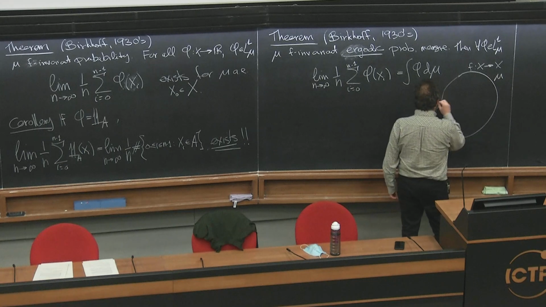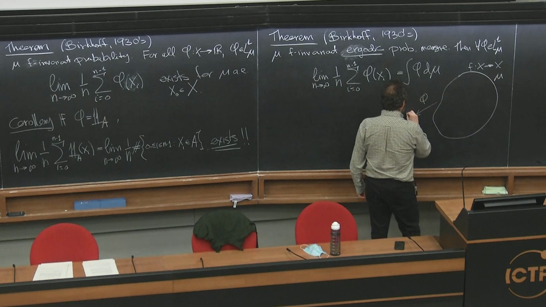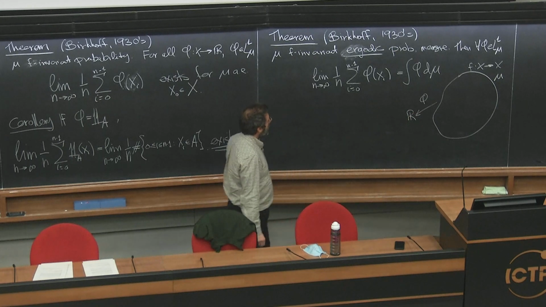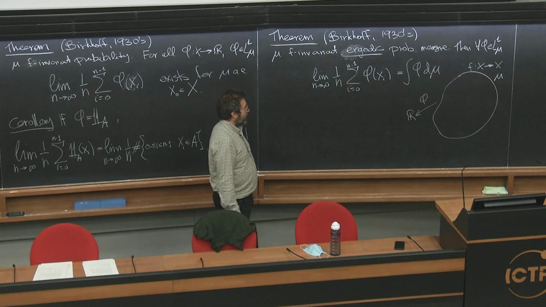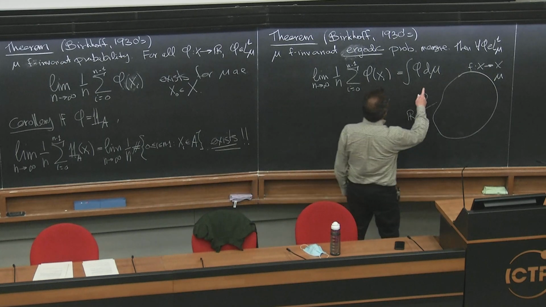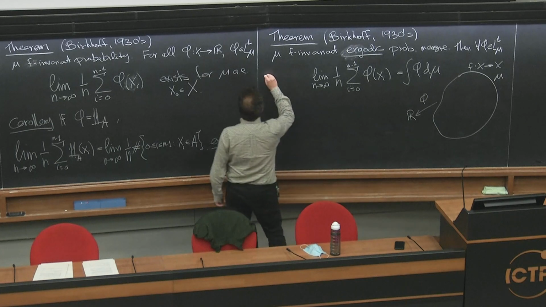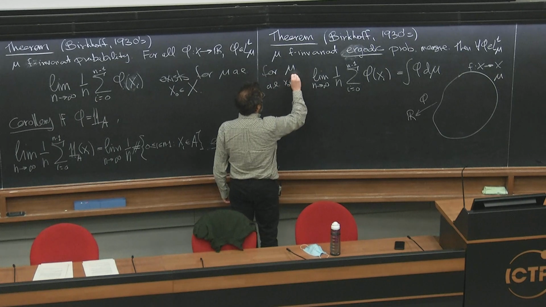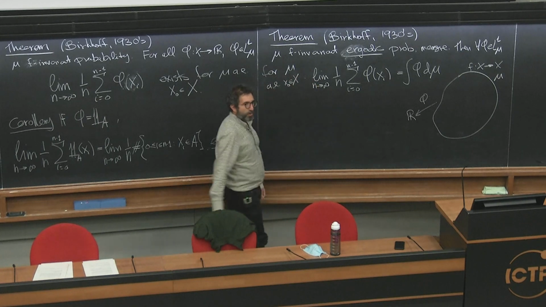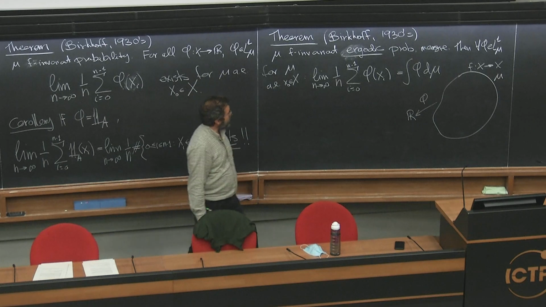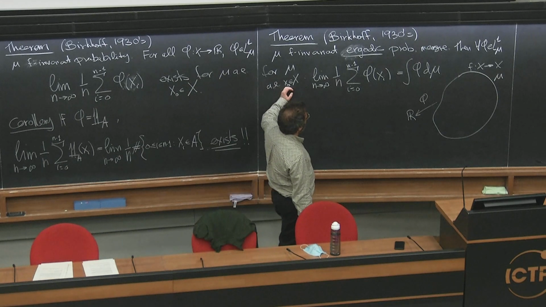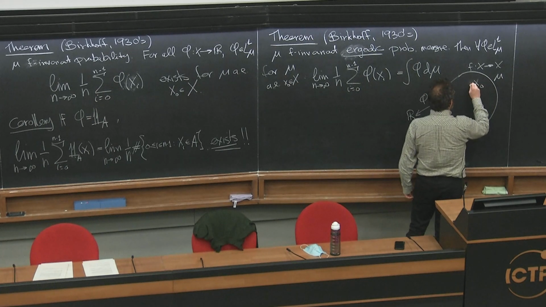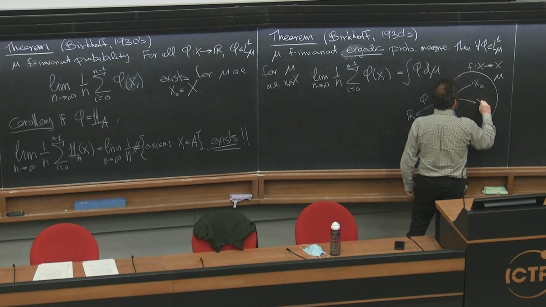We take an observable phi, and we take an initial condition. This is for mu almost every initial condition x0 in X. It's not true for every point. We will see many examples to see that it's not true, but for almost every point, this is true. So we take an initial condition here, x0. We look at its orbit.